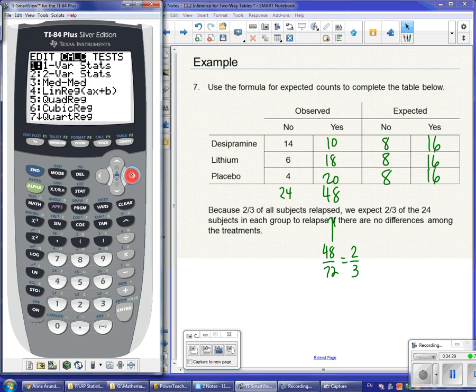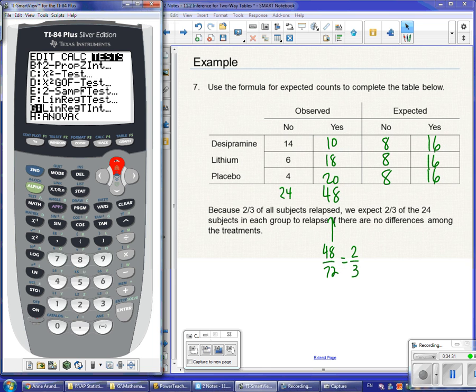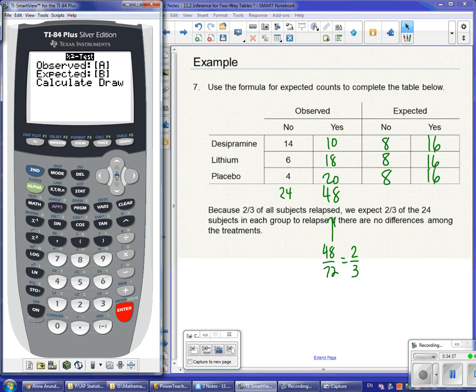So we go to Stat, tests. I'm again going to go up to my chi-square test, not the goodness of fit, just the regular chi-squared. It's going to ask me where my observed counts are. It's going to send my expected ones to matrix B. So I'm just going to hit calculate. This gives me everything I know for my test.